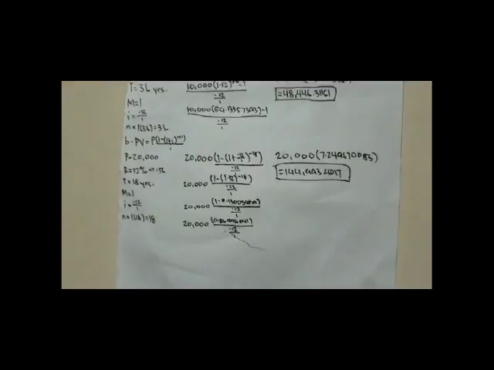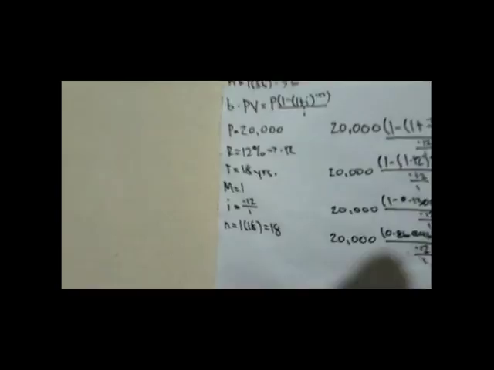So now we are going to solve letter B. For letter B, we are going to use present value. Now, let us list down again the given items. P is equal to 20,000. R is equal to 12%, so we are going to convert it again, and it will become 0.12. T is equal to 18 years, M is equal to 1, I is equal to 0.12 over 1, and N is equal to 18. So, let us solve it now.